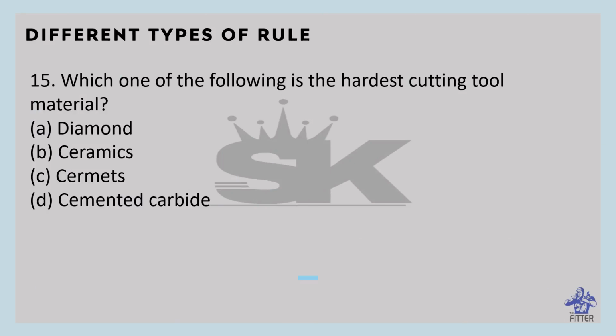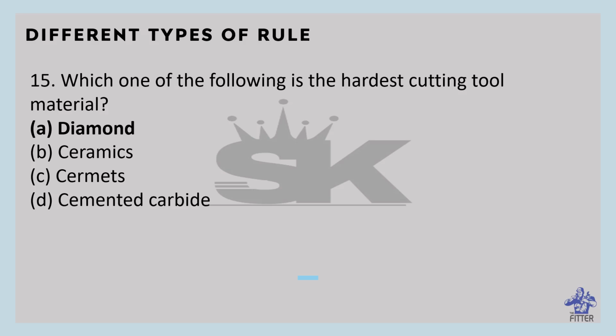Which one of the following is the hardest cutting tool material? Everyone knows that is diamond. The hardest cutting tool material is diamond. Cemented carbide is harder than tool steel but less tough. Cubic boron nitride hardness is next to diamond. Hardness of ceramics is more than the hardness of cemented carbide but less tough.